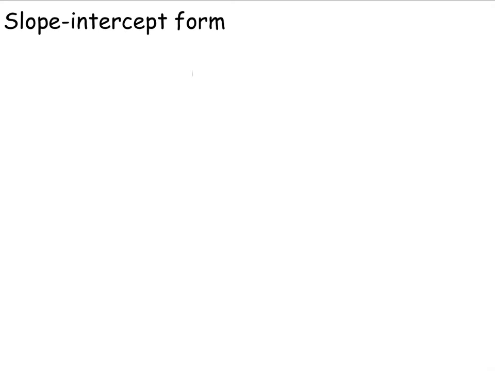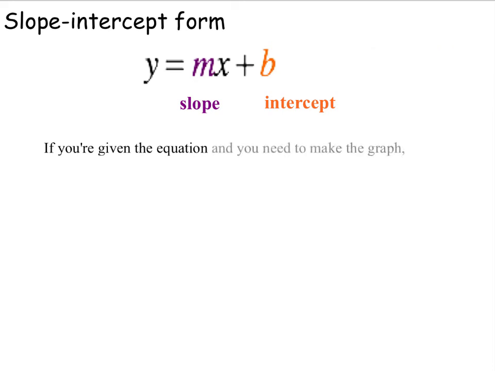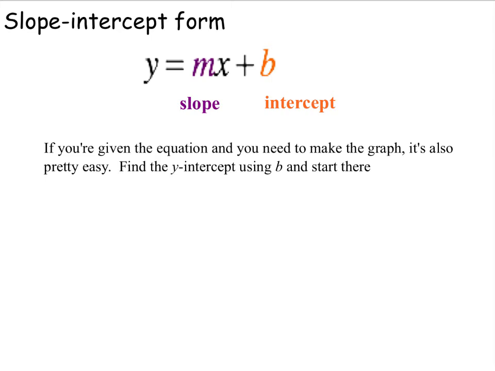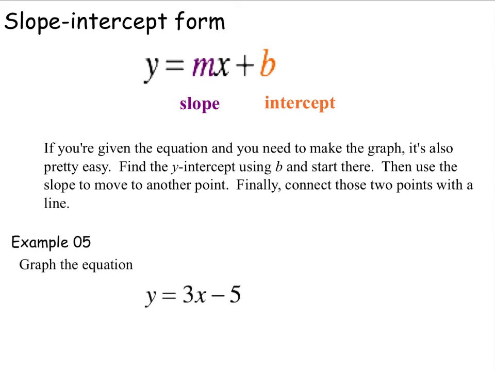Slope-intercept form. A different form of the equation of a line is slope-intercept, where we're given the slope, of course, and the y-intercept. It's always the y-intercept. If you're given the equation and you need to make the graph, it's still pretty easy. Find the y-intercept using b and start there. Then use the slope to move to another point. Finally, connect those 2 points with a line. For example, graph the equation y equals 3x minus 5.